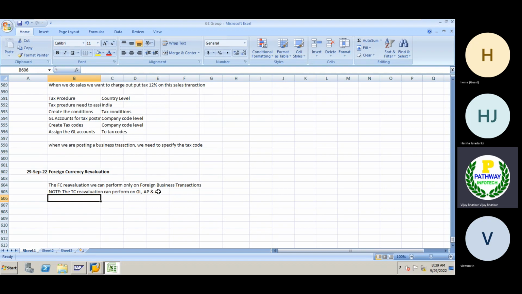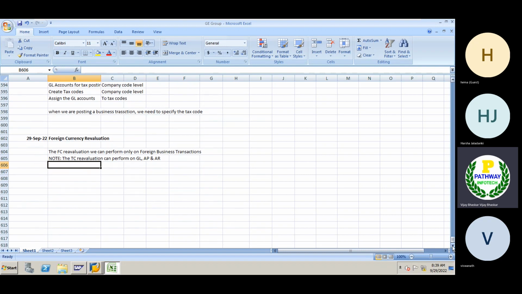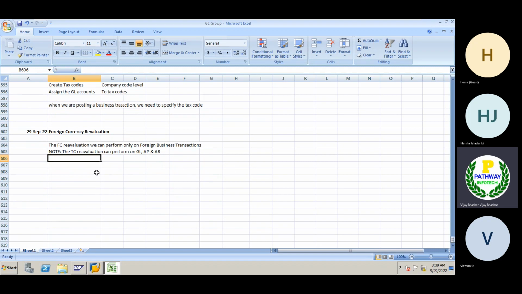Then accounts receivable: when we receive payment from the customer, there is either a profit or a loss, from the customer point of view. So we can run the foreign currency revaluation for accounts payable and accounts receivable also. But in most real-time cases it is accounts payable and GL. If foreign loans are available, then we can have a foreign currency revaluation on GL accounting.